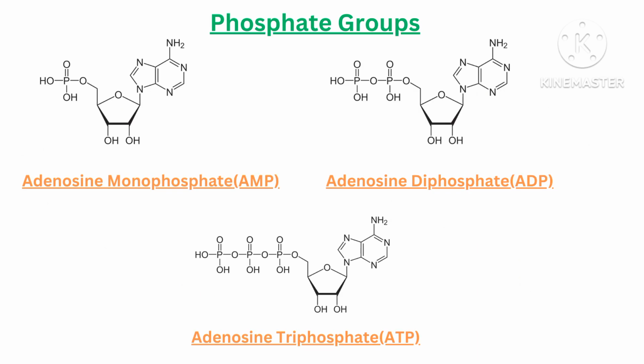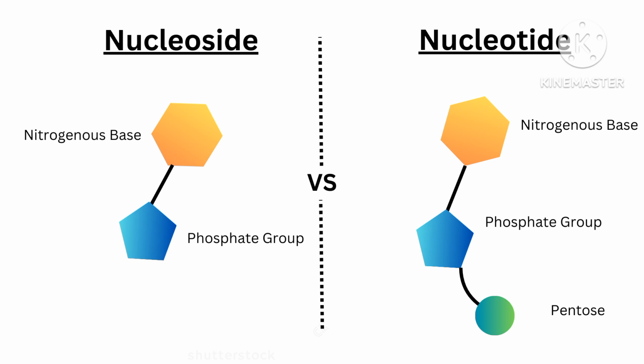3. Phosphate groups. A nucleotide contains one or more phosphate groups attached to the fifth carbon of the pentose sugar. The number of phosphate groups determines its form. Monophosphate, example, AMP, adenosine monophosphate. Diphosphate, example, ADP, adenosine diphosphate. Triphosphate, example, ATP, adenosine triphosphate. The combination of these three components gives nucleotides unique structural and chemical properties that enable their diverse functions.